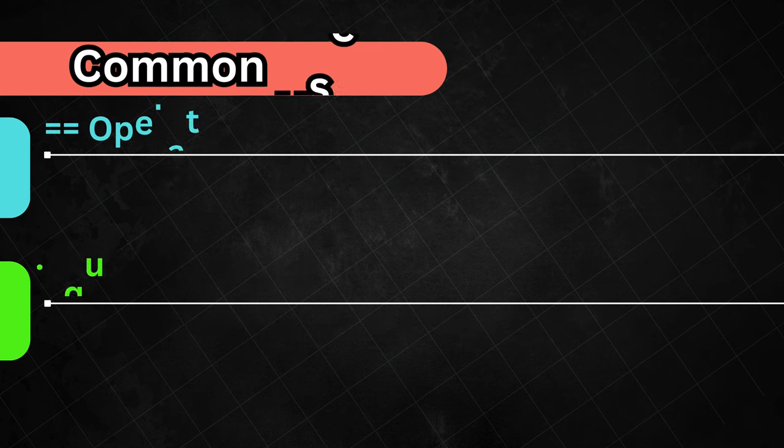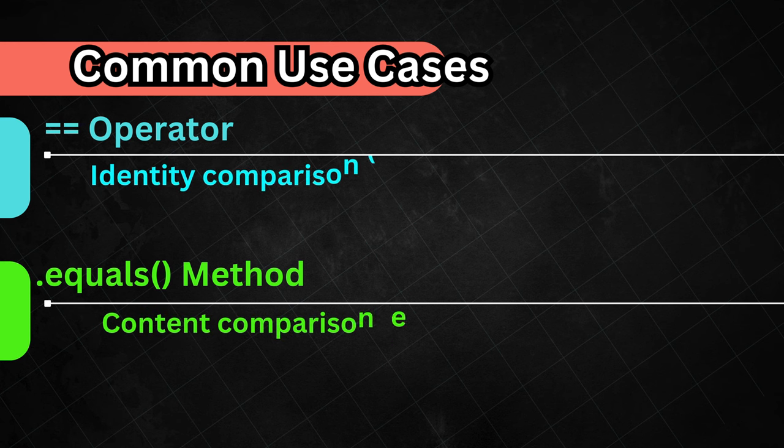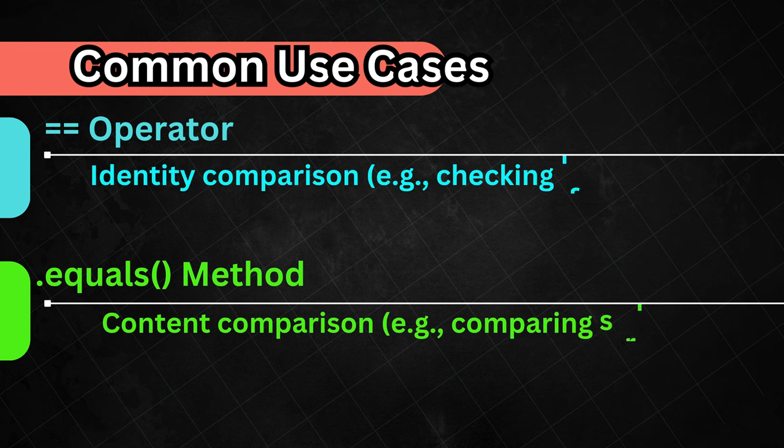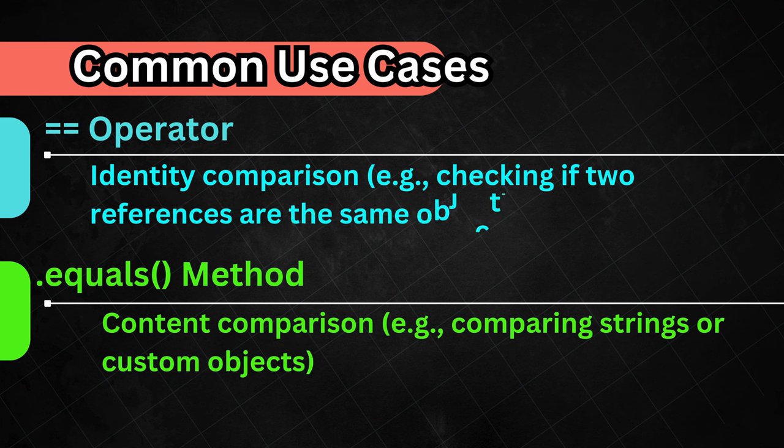In terms of common use cases, == is often used for identity comparison, where you need to verify if two references are pointing to the same instance. This can be useful in scenarios like singleton pattern implementations or caching, where the exact instance matters. The .equals() method is widely used for content comparison, such as when you want to compare strings for equality or check if two instances of a custom class represent the same logical entity.